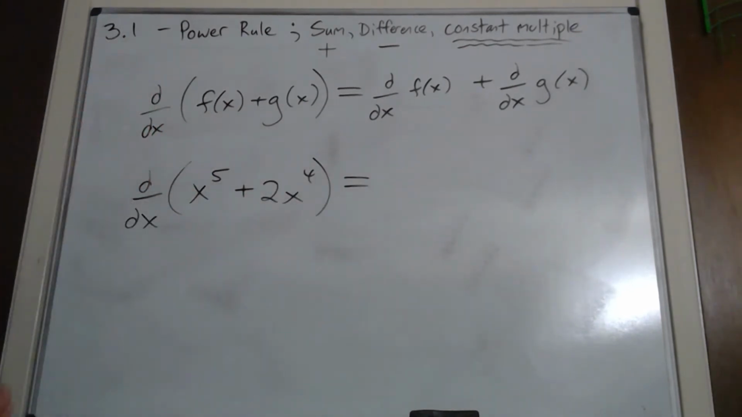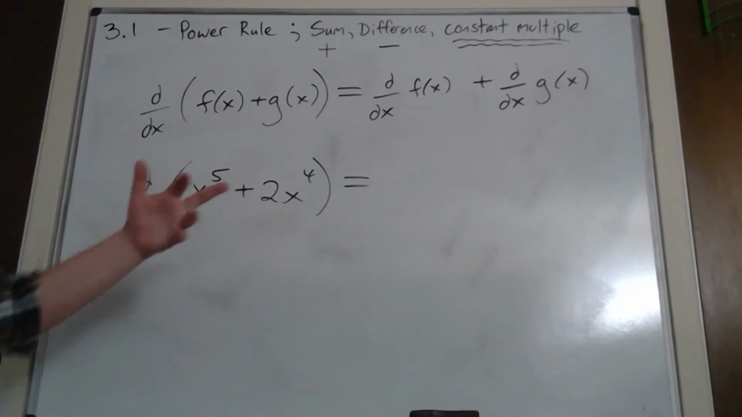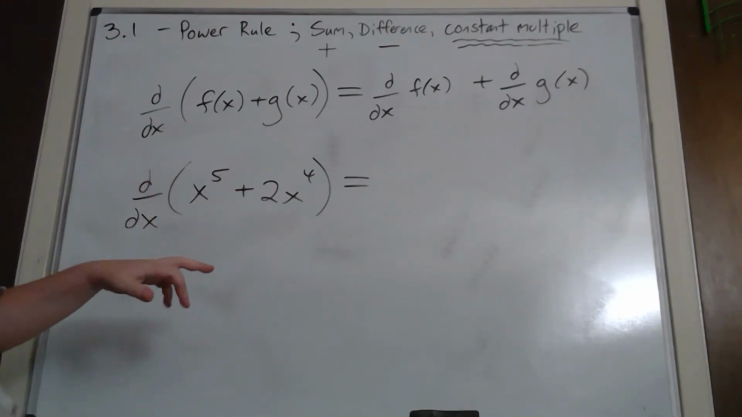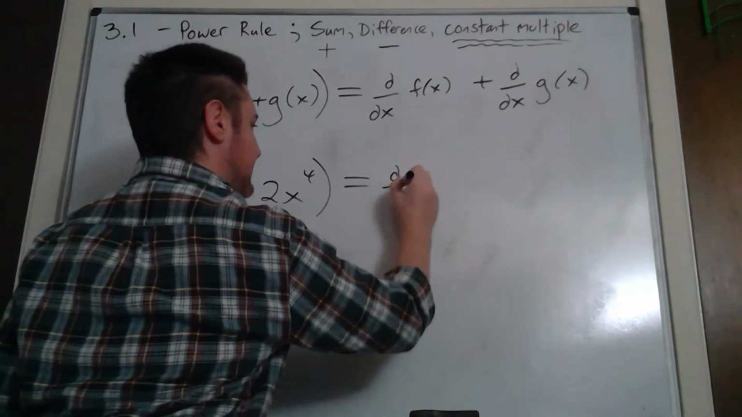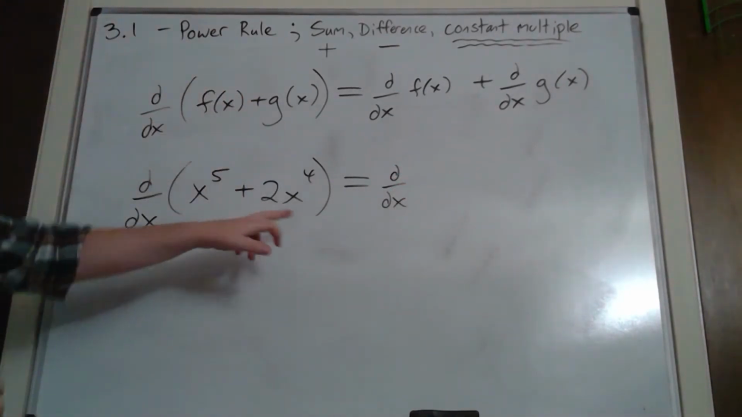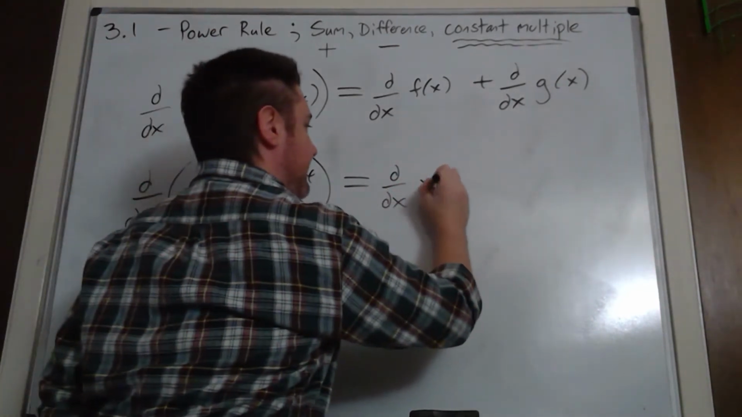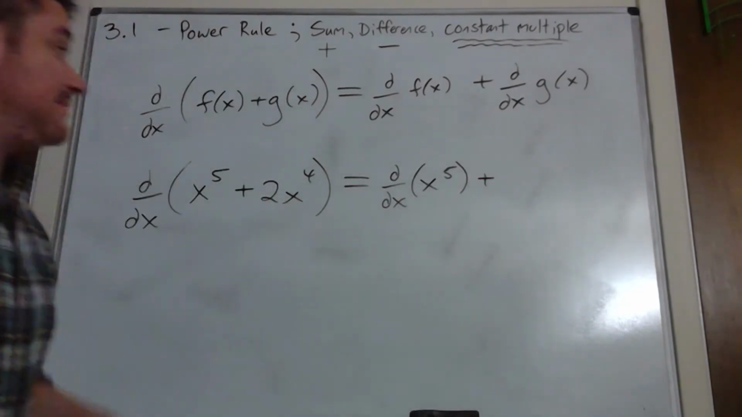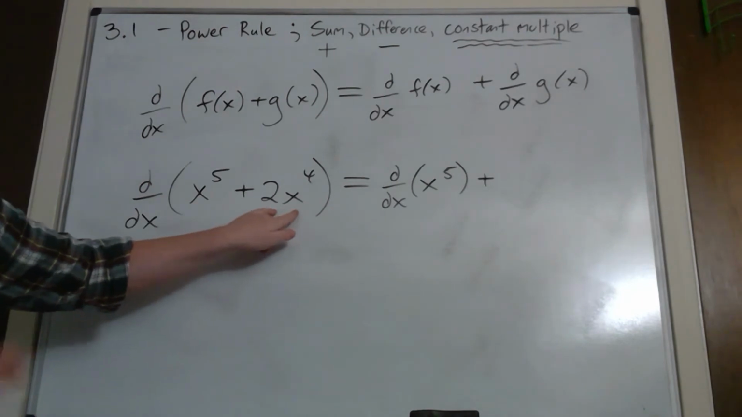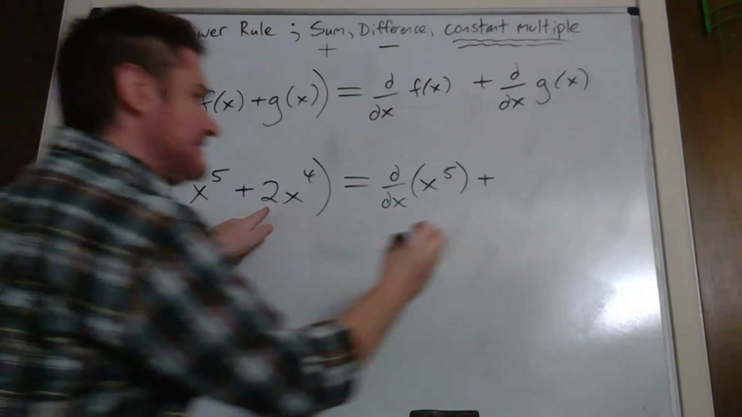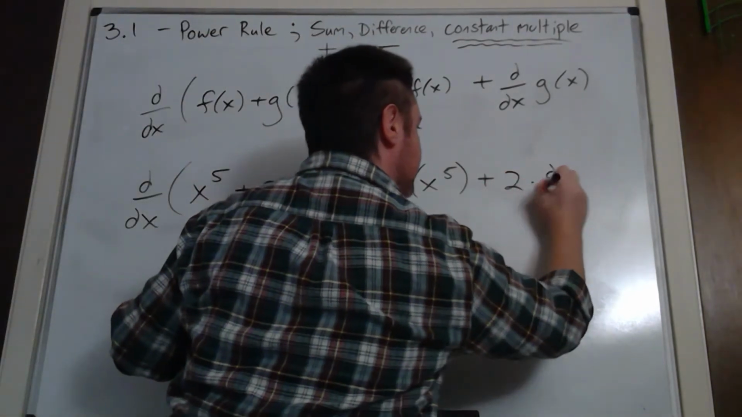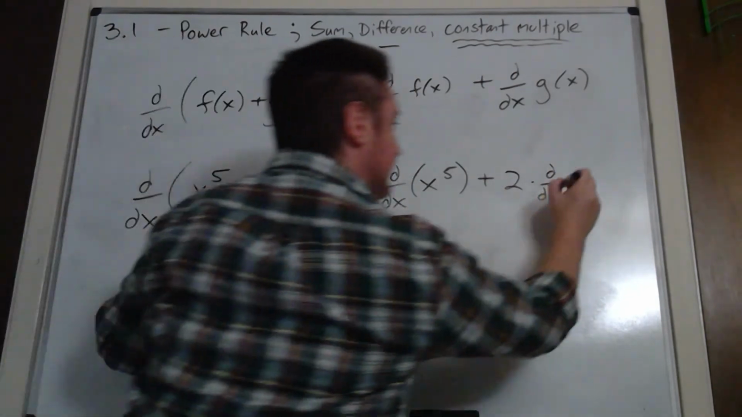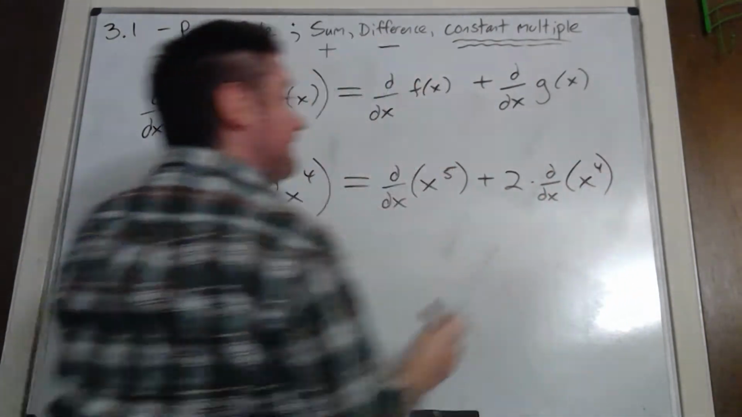All right. So again, in the WebAssign, sometimes what they do is they make you distribute this out and break out the constant and so forth. So in notation, what you might be doing here is saying this is the derivative with respect to x of the first term, x to the 5th, plus the derivative of this thing. And if I'm going step by step, I'm pulling the constant out, so the derivative of that will be 2 times the derivative with respect to x of x to the 4th, okay?